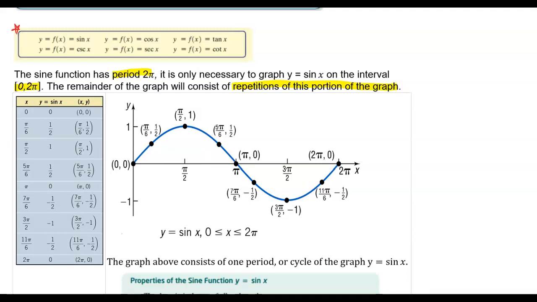Now, when I choose to graph, I only choose 5 points: (0, 0), (pi over 2, 1), (pi, 0), (3 pi over 2, -1), and (2 pi, 0). Those are my critical points, in which I'm going to get the most bang for my buck. The other points just help make that smooth curve.